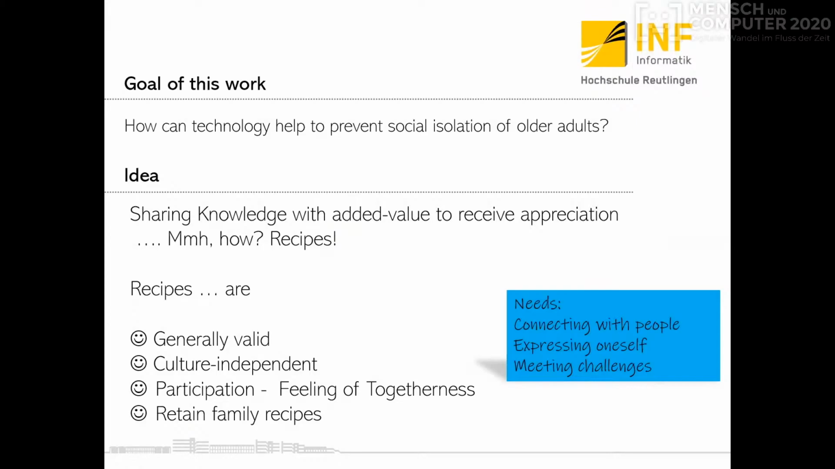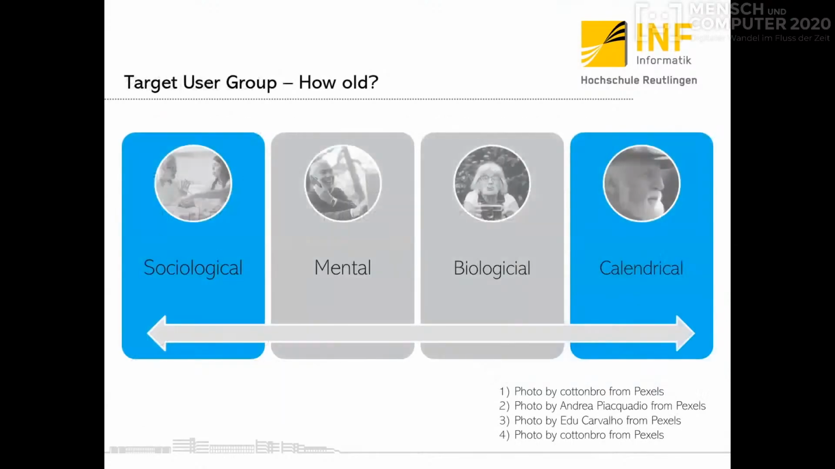Following a needs-based approach, we use the categories connecting with people, expressing oneself and meeting a challenge as a base to promote positive experience. We identified 4 types of definition of ages, of which we used the sociological and calendrical perspective with a focus on older adults who have retired, live apart from their children, and are over 60 years old.